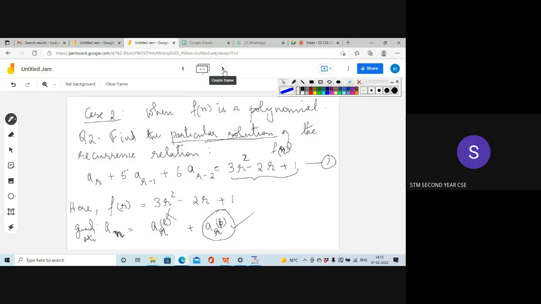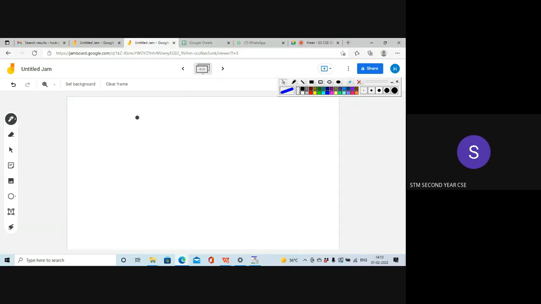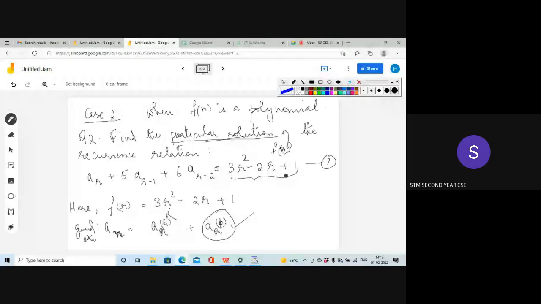Now, substituting a r of p. Look at this. If it is a polynomial, what will be the particular solution a r of p? As we said, this is of degree 2, so it can be d0 plus d1 r plus d2 r square. If it is r cube, then you have to continue this with d3 r cube, and so on.